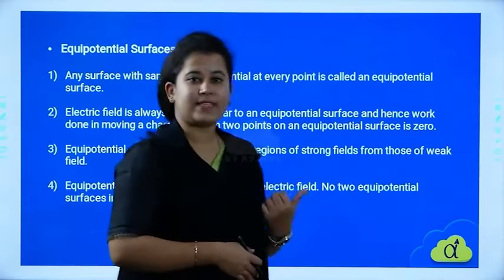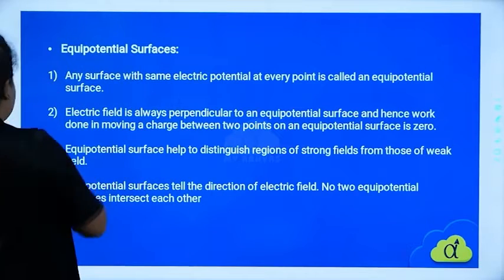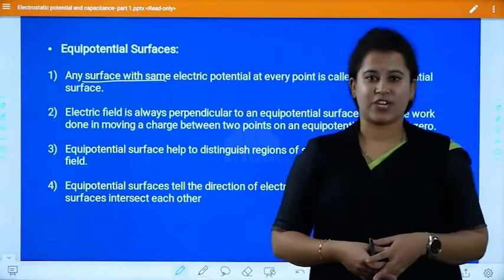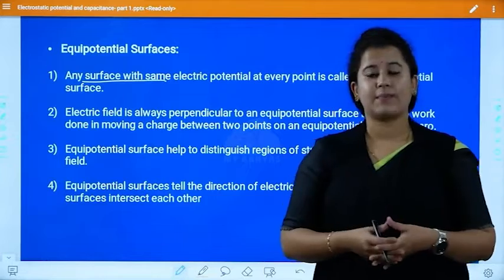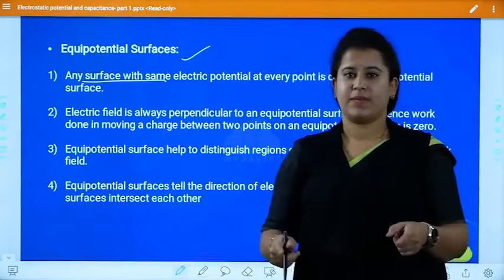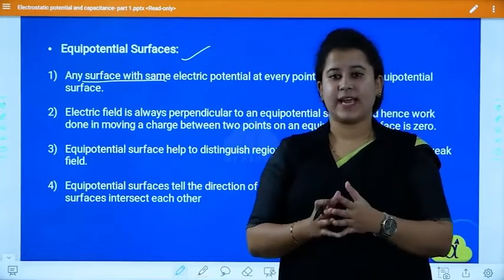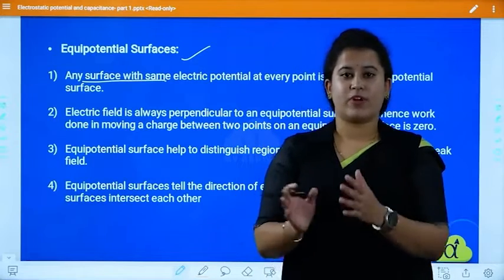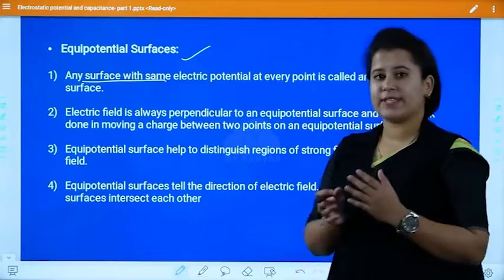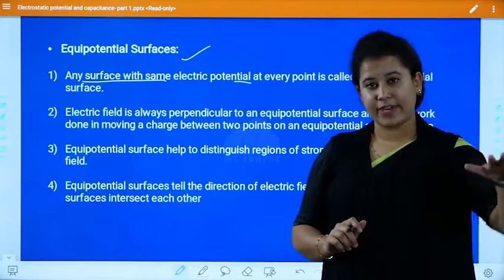Coming to the first point, we'll see what is an equipotential surface. Any surface with the same electric potential at every point is called an equipotential surface. So any surface with the same electric potential, we call it what? We call it the equipotential surface. You have to remember this, and this is a very important concept because it is mainly highlighted in your CET and NEET questions. Questions come from this topic, that is equipotential surfaces.